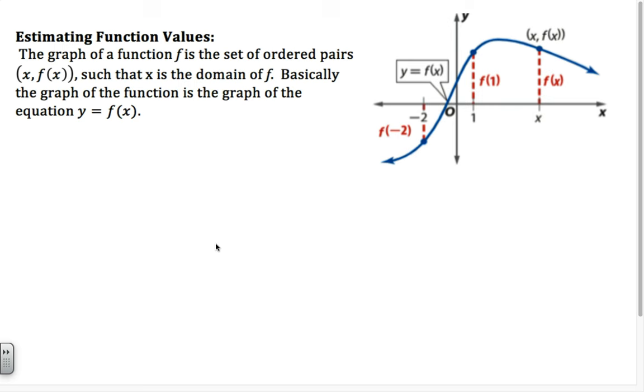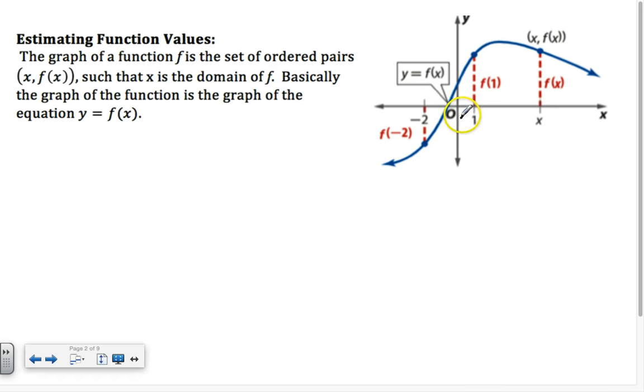So to estimate function values, the graph of a function f is the set of ordered pairs (x, f(x)) such that x is in the domain of f. Basically, the graph of the function is the graph of the equation y equals f(x). So in the picture, for any x value that I can pick, so if x equals 1, then the associated height from the x-axis to the curve would actually be f(1). So this is going to be f(1).